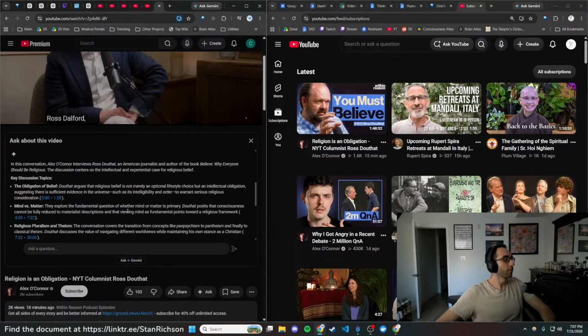All right, in this conversation, Alex O'Connor interviews Ross Douthat, an American journalist and author of the book Believe Why Everyone Should Be Religious. The discussion centers on the intellectual and experiential case for religious belief. All right, argues that religious belief is not merely an optional lifestyle choice, but an intellectual obligation, suggesting there is sufficient evidence in the universe, such as its intelligibility and order, to warrant serious religious consideration.